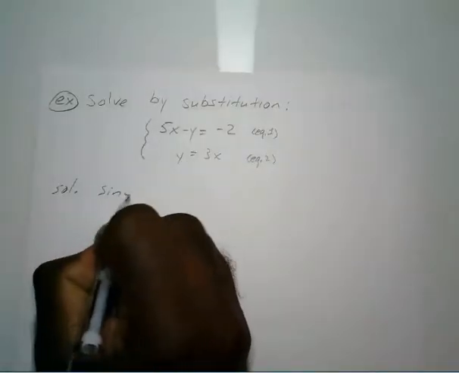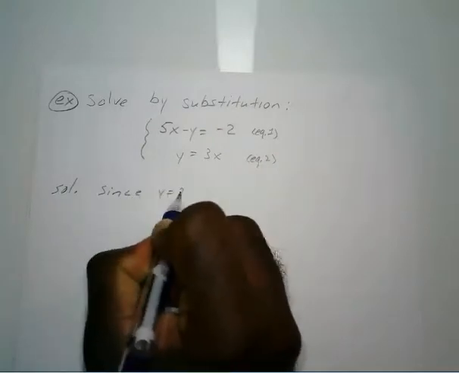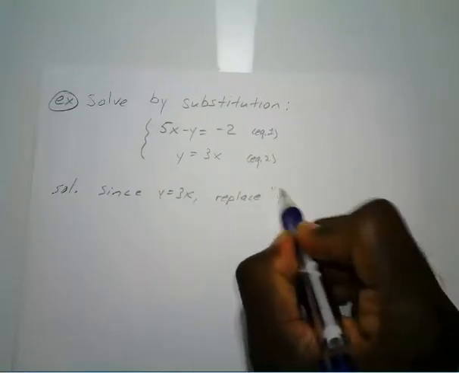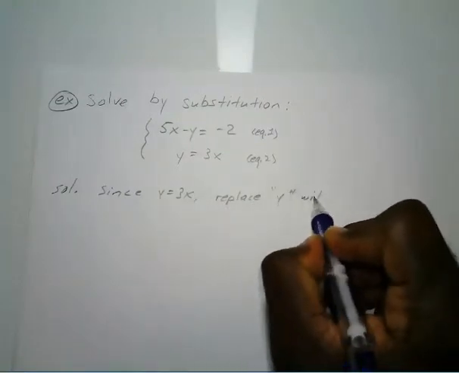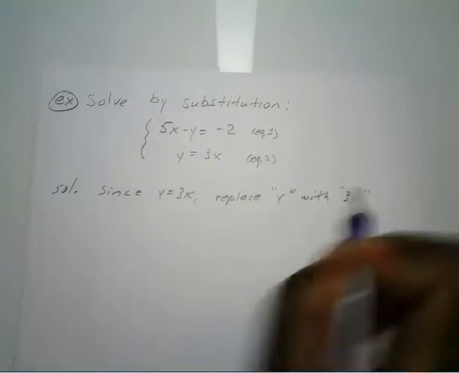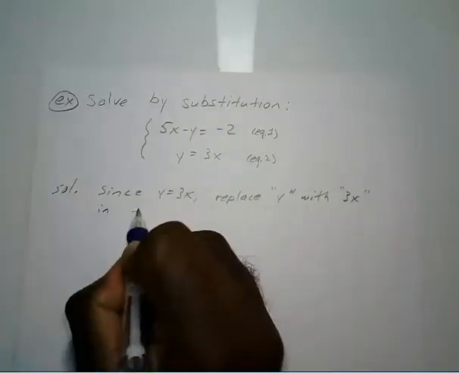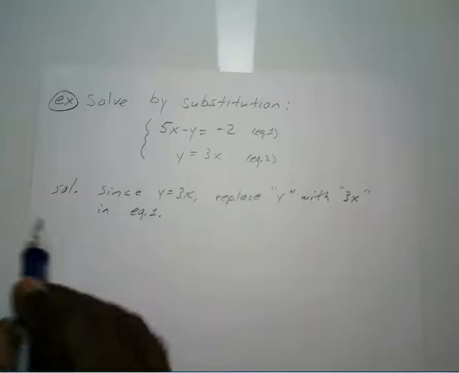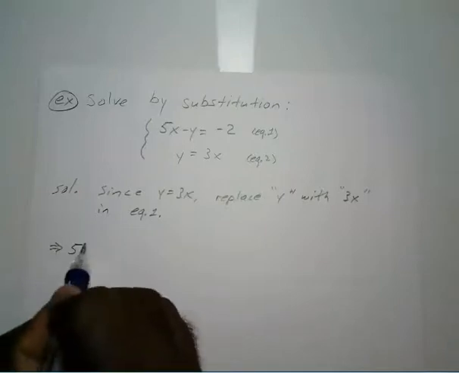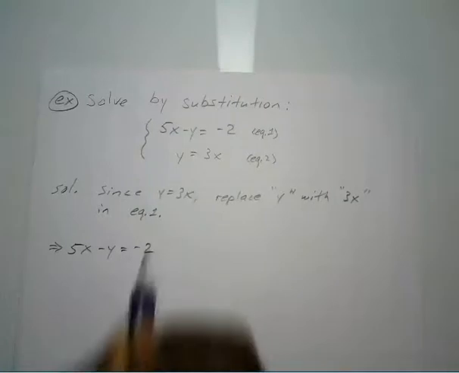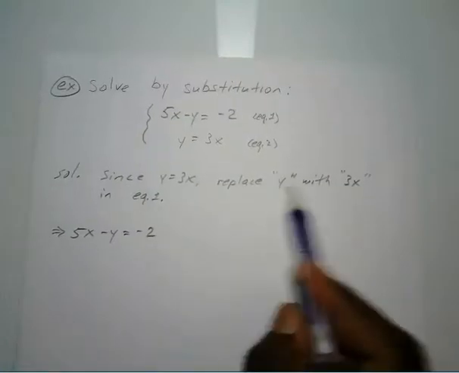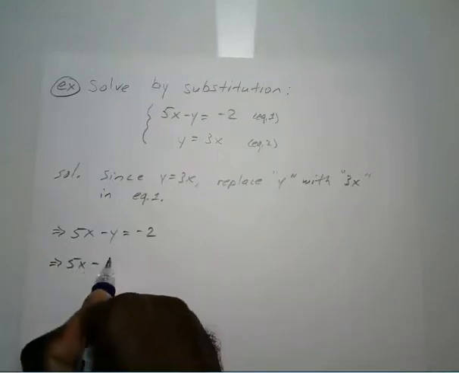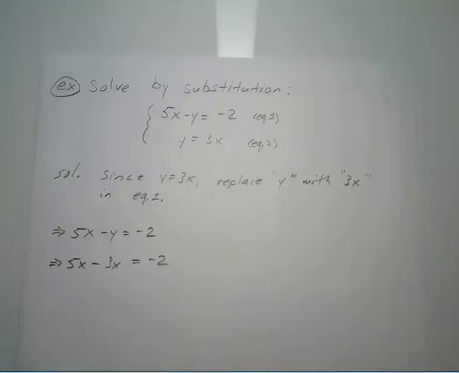Since y equals 3x, just replace y with 3x in equation 1. Again, we have 5x minus y equals negative 2. Since y is equal to 3x, we have 5x minus 3x equals negative 2.